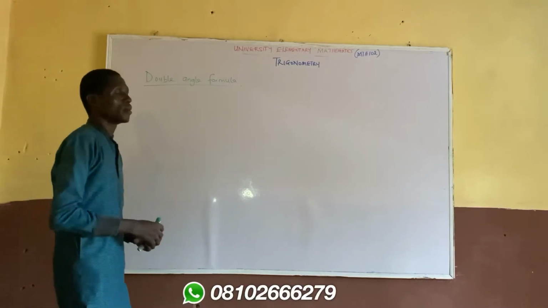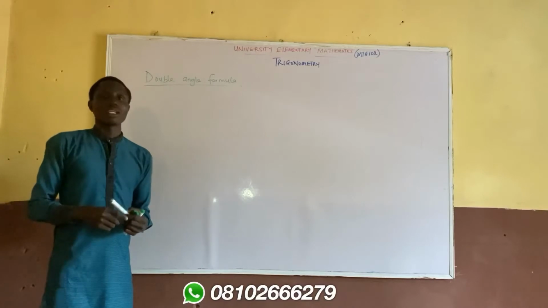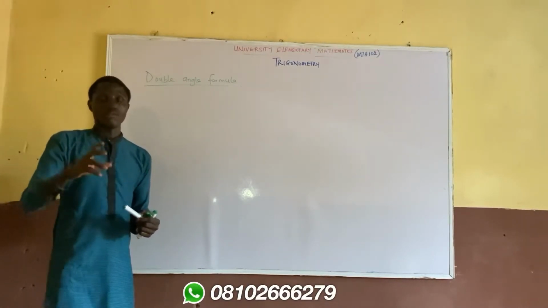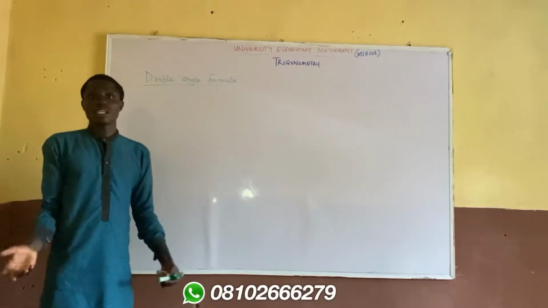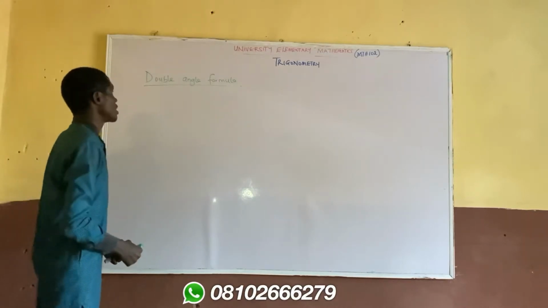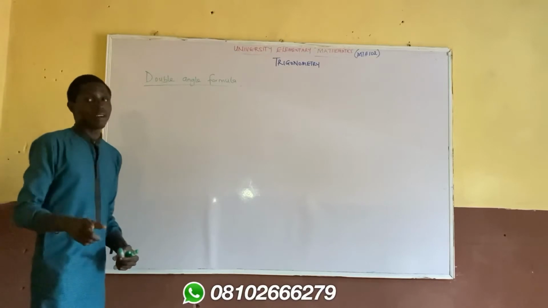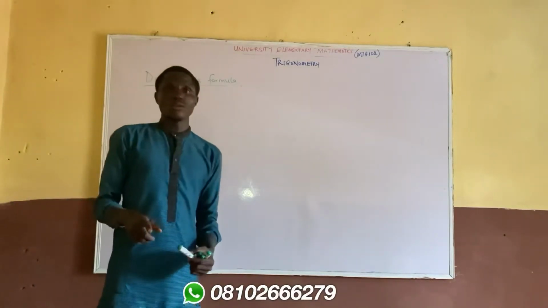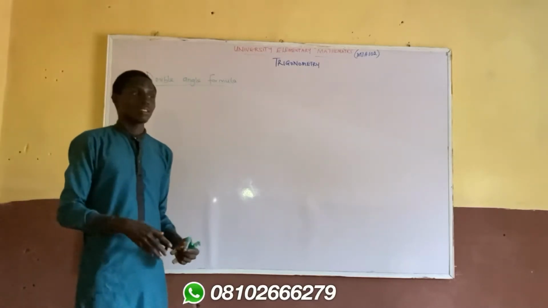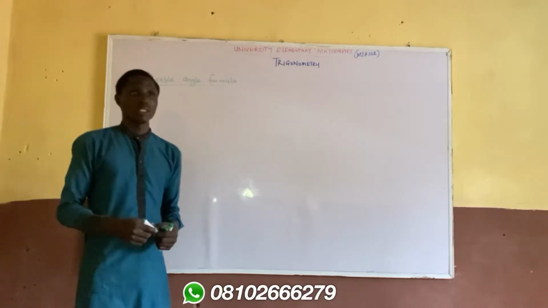In the previous video, we talked about the compound angle formula. The compound angle formula deals with the trigonometric ratio of the sum or difference of two angles, taken for instance alpha and beta. We established that sine of alpha plus beta is equal to sine alpha cos beta plus sine beta cos alpha. For the negative aspect, please go and watch it.